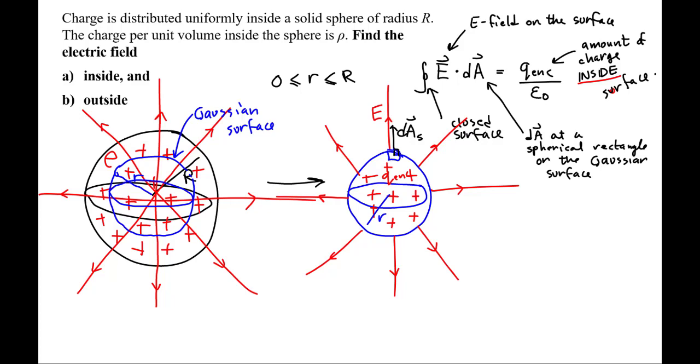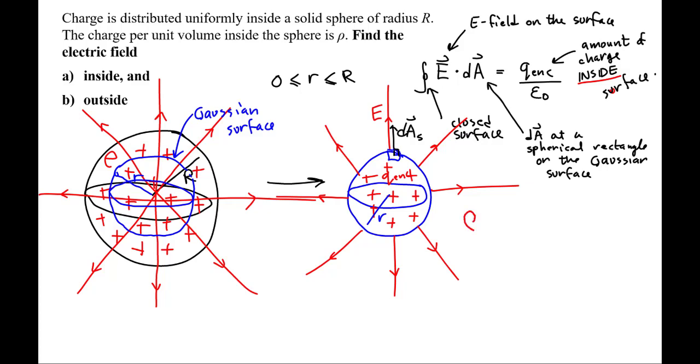So those two, the angle between those two is 0 degrees. Let's also look at the amount of charge enclosed by our Gaussian surface. Now we're not given the charge, but we are given the charge density. The charge density is rho.